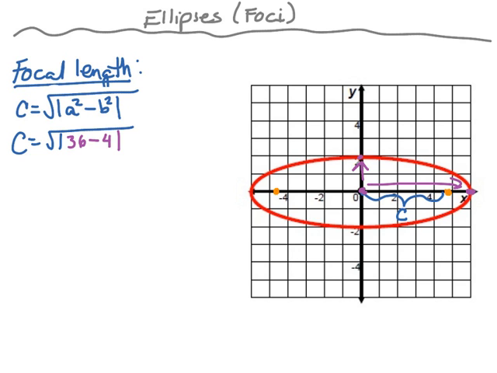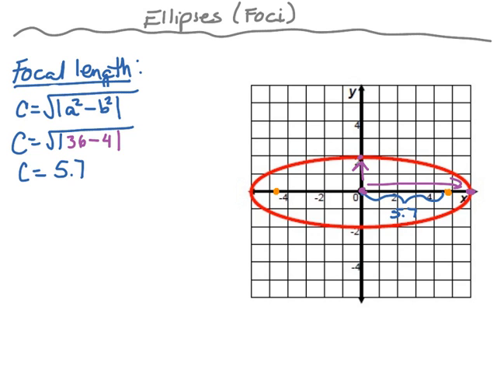So what we have here is C equals the square root of the absolute value of 36 minus 4. So if I enter this into my calculator, 36 minus 4 would be 32, and the absolute value of 32 is 32. And if I take the square root of 32, I get approximately 5.7. So in other words, let me go ahead and write that here. We now know that the distance here is 5.7. That's our focal length, the distance from the center to these points called the foci.